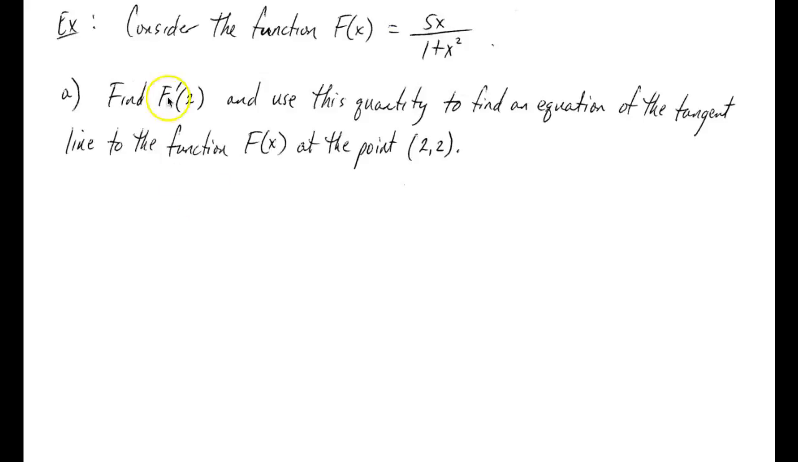And so for this example, we're asked to find out what f prime of 2 is, which is the derivative of this function at x equals 2, and use that quantity to find the equation of the tangent line to this function f of x at the point 2, 2. So the first thing that we want to make sure that we recognize here is that we're really trying to find the slope of the tangent line at a specific point. In this case, the point is 2, 2 on the graph of this function.